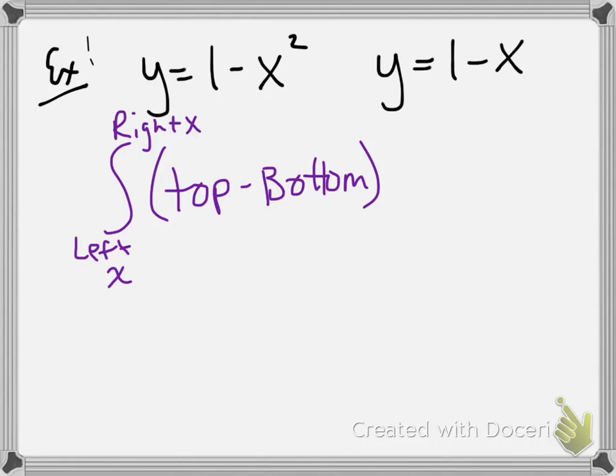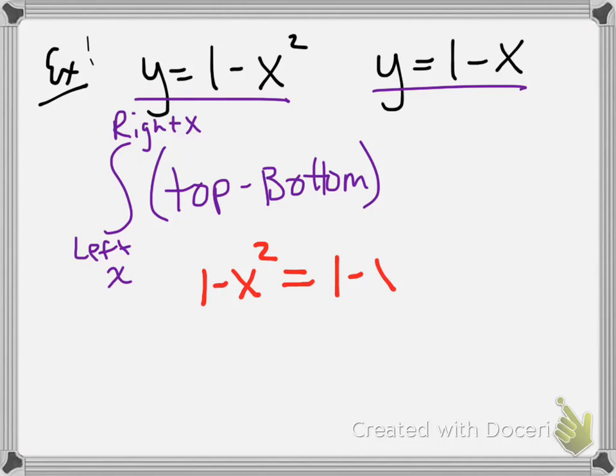The only problem with this is that we're missing several things. First of all, we don't know what's top versus what's bottom, and we also don't know what's left and what's right. So we have to keep in mind that I'm looking at two graphs that are going to intersect. If they're going to intersect, then we need to find out what their intersection points are. So how do you do that? Well, we're going to take 1 minus x squared, and we're going to set it equal to 1 minus x, because whenever they intersect, they should have the same y value. So you set them equal to each other.